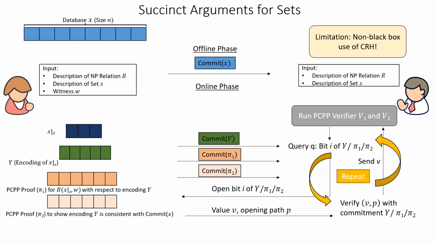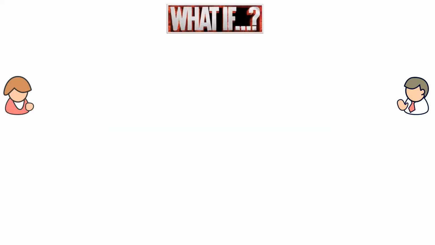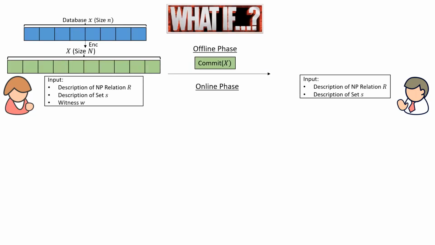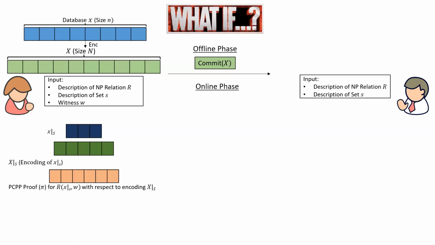However, we know the limitation of this construction, that is, the proof pi2 makes non-black-box use of CRH, which is something that we would like to avoid. So what if we have an encoding that we can apply in the offline phase and then commit to this encoding in the offline phase? Then later in the online phase, say these are the set of bits that are being accessed. What if corresponding to this set of projected bits, we have a set of bits in the encoding which actually form a robust encoding of the underlying projected message? Then we are done, because we can just generate a PCPP proof with respect to this projected code word.